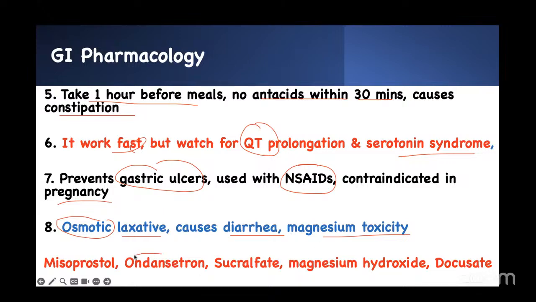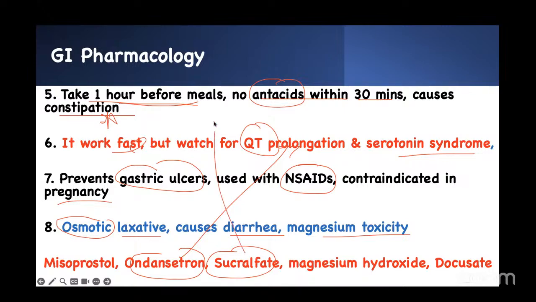Olanzapine, you're supposed to know that it causes QT prolongation. That's the number one medication that causes QT prolongation. Sucralfate is a cement, so constipation, and you should not take it with an antacid. You should take it 1 hour before meals.